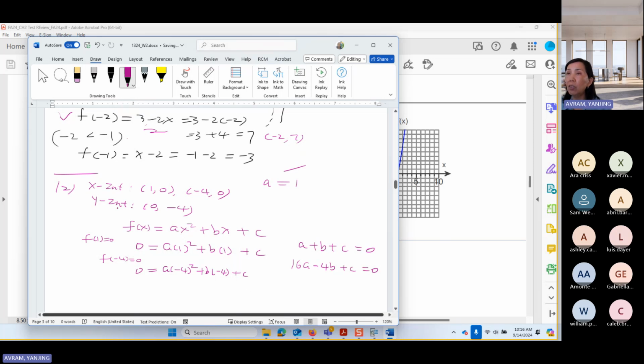And then this one is the y-intercept. That means x is equal to 0, and y is equal to negative 4. So that's a times 0 squared plus b times 0 plus c. That's 0, that's 0. So this one gives me c equal to negative 4.